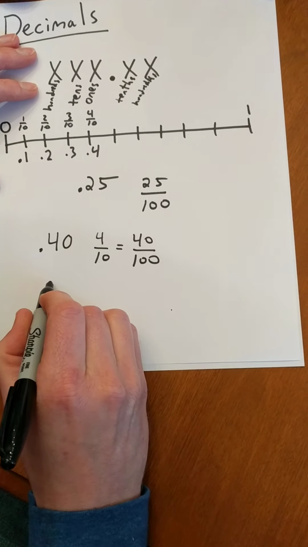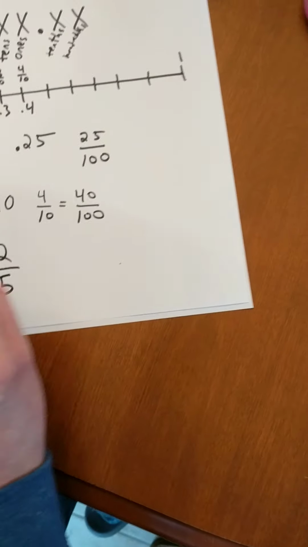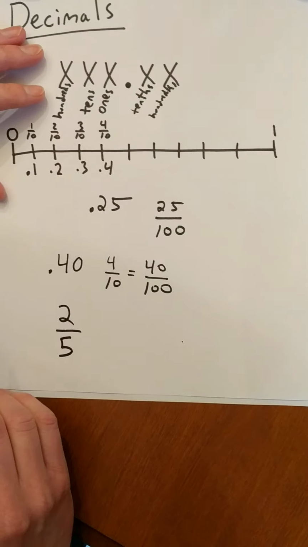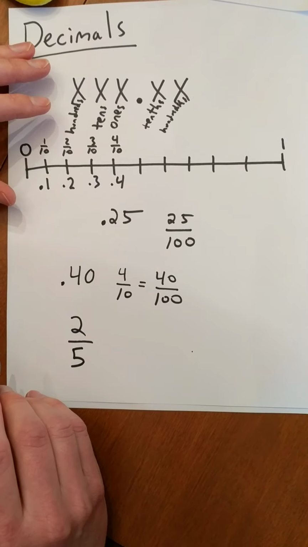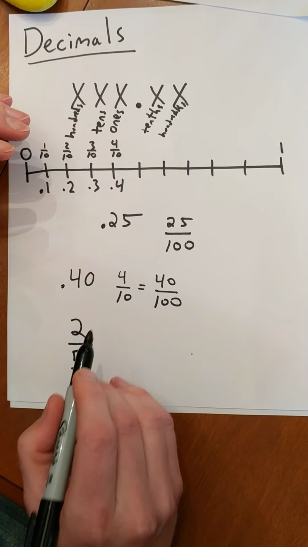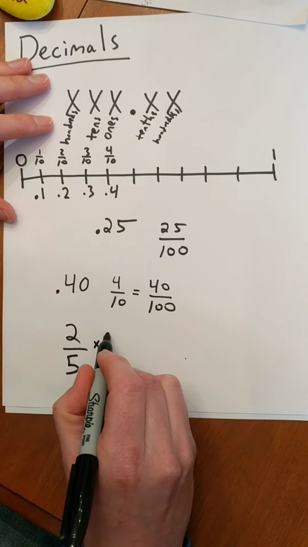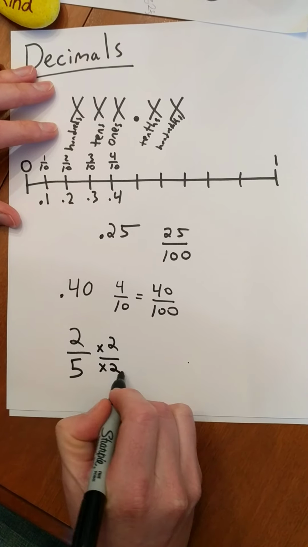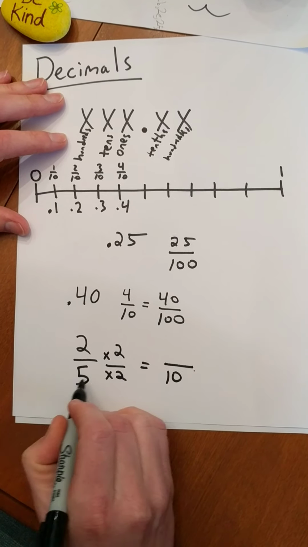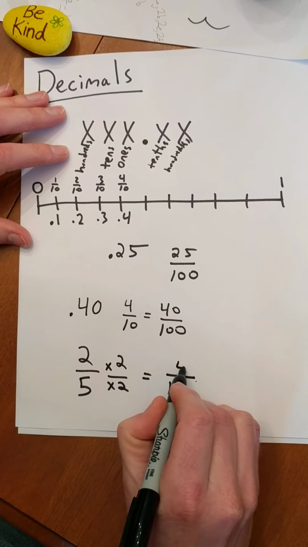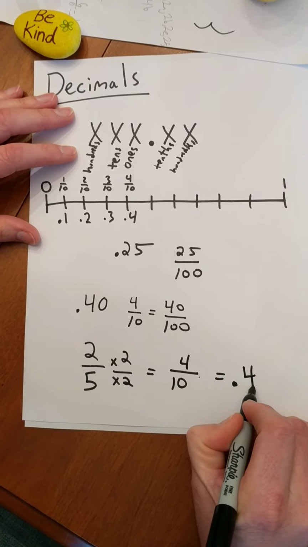If you get, say, a fraction over 5, what you need to do is make that a fraction over 10. And you do that by making equivalent fractions. We've done this before. If you multiply or divide the top and the bottom by the same thing, in this case 2, you will get a fraction where 5 times 2 is 10, 2 times 2 is 4. And if you were going to make that a decimal, it would be 0.4.